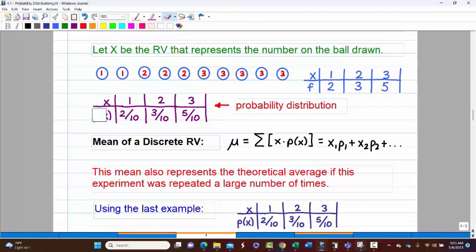And then you move over. So you go like this, x times p for the first one. Move over, x times p. Move over, x times p. And then you add those up. So here, come down here. We'll see how this example goes.